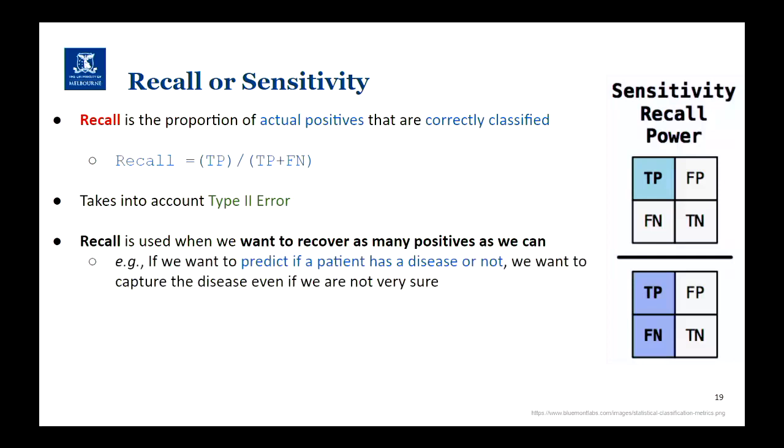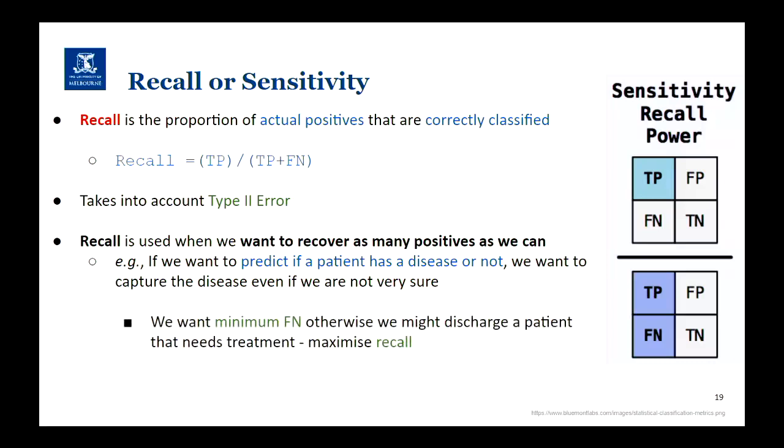If you want to predict if a patient has a disease or not, you want to maximize recall and minimize type 2 error, in order to avoid discharging a patient that actually needs treatment, for instance. So what you want is minimum false negatives, maximizing recall. But usually these two will go together.